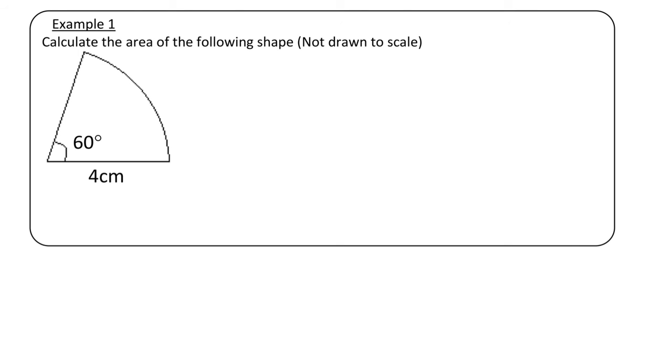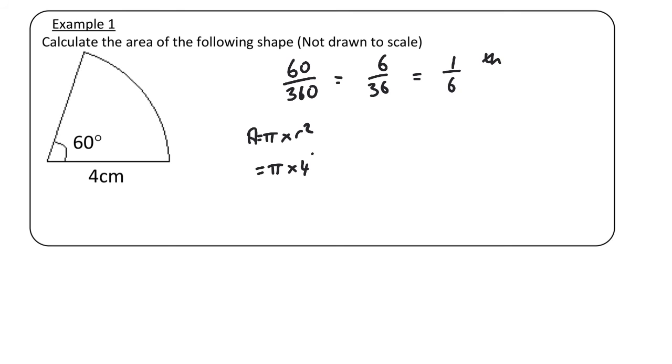Example 1, calculate the area of this shape. We need to figure out what fraction of the circle that is. 60 out of 360 simplifies to 6 over 36, which simplifies to a sixth. So this is a sixth of the circle. We know the area of the full circle is π times r squared, which is π times 4 squared, or π times 16.